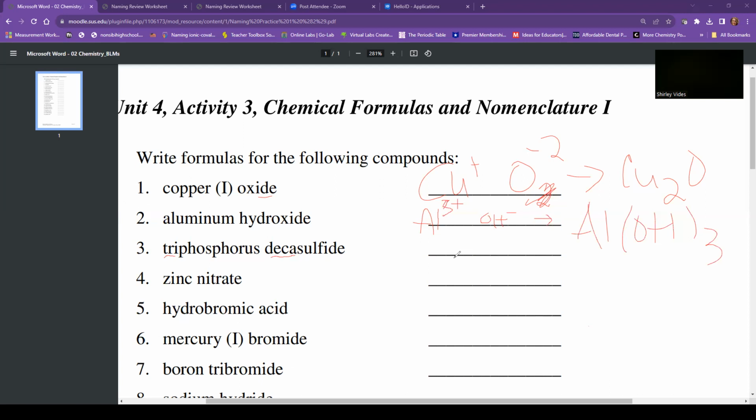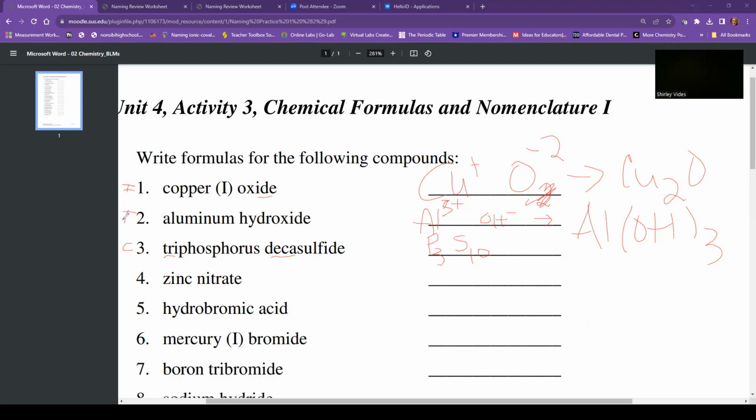Now, the next one that we have, with the name with tri and deca, we know what to write. Phosphorus, what is tri? Well, according to the prefixes that we learned, tri is 3. So P3. In deca, think of decade. That's 10, right? S10. And there you go. These are covalent compounds right here. This is a covalent compound. All of these have been ionic so far.